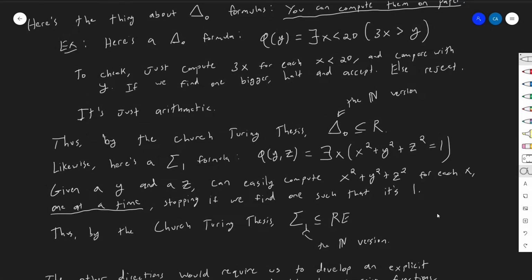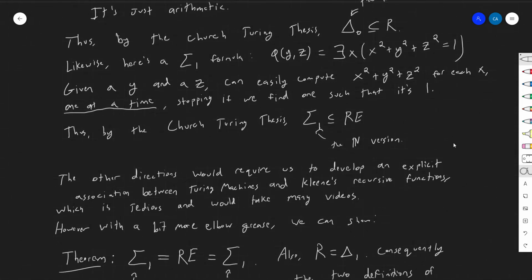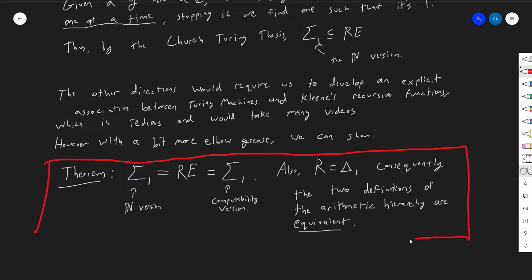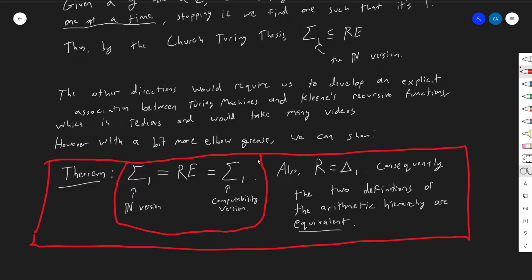So the Church-Turing thesis has not proven it for us, but what I'm moving towards, what I'm getting at, is the following theorem, which is the crucial kind of result that is the final nail in the coffin to some extent of what we're going for. This theorem right here, what it says is that the two arithmetic hierarchies are equivalent, but the really important part of it is this right here. Specifically, the result should pertain to RE. It's really the claim that the natural numbers version of sigma 1 is equal to RE, which is the same, of course, as the computability version of RE.